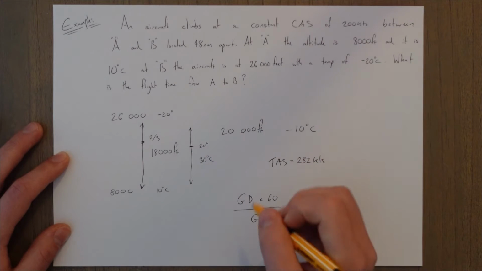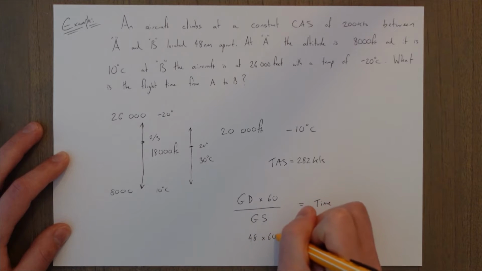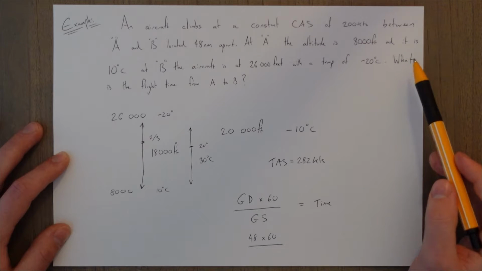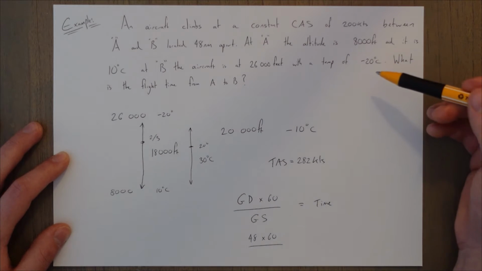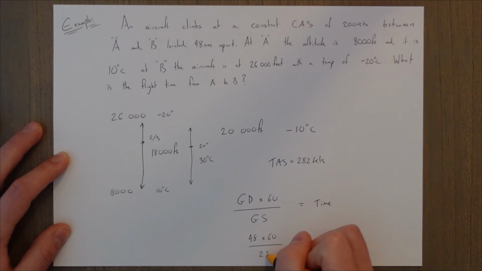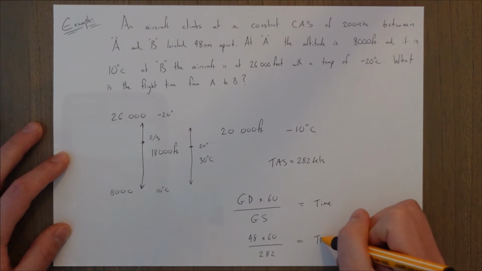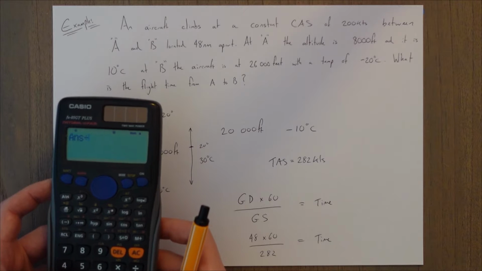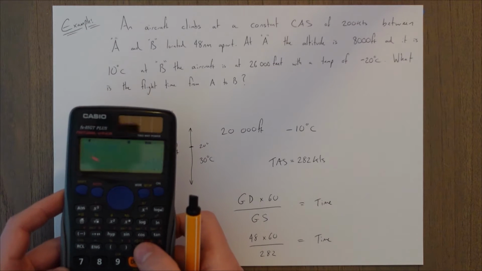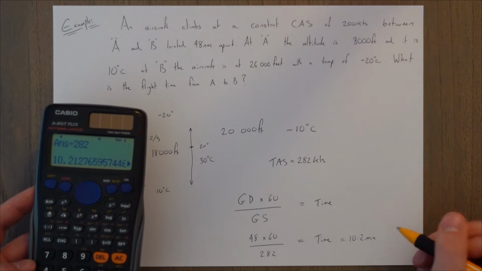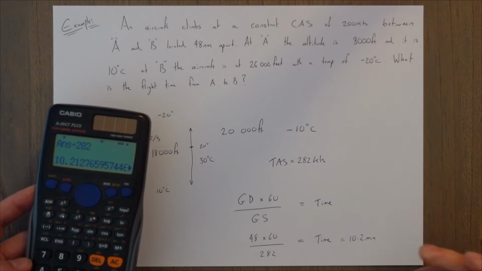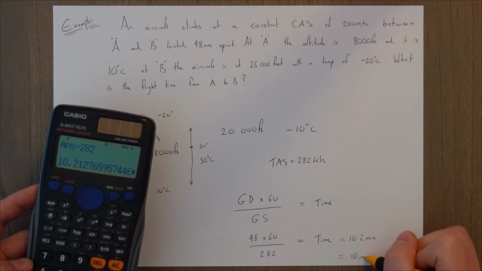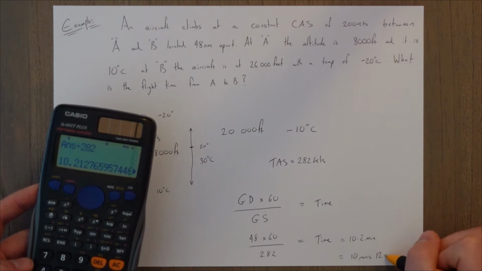So ground distance of 48 multiplied by 60 over our ground speed, which is going to be, in this case, we don't have any wind information, so it's just going to be our true airspeed of 282, and that'll give us a time. So 48 multiplied by 60, divided by 282 equals 10.2 minutes. And if we multiply the 0.2 by 6, we'll get the seconds. So it's going to be 10 minutes and 12 seconds.